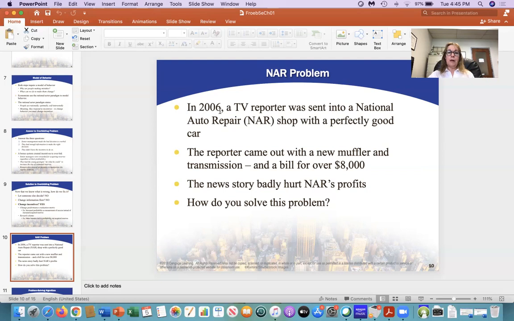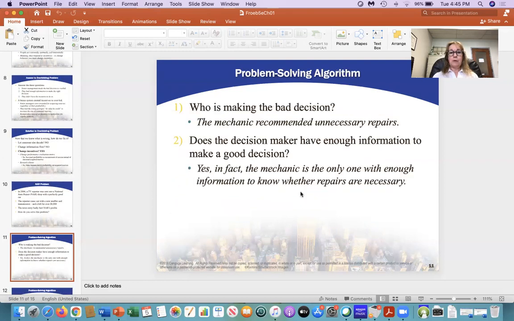Well, in 2006, this TV reporter was sent to this repair shop with a car that had no problems at all. He walks out of the shop with a new muffler and transmission and a bill for $8,000. After this story came out, of course, it really hurt this company's profits. Their sales went way down. So the company, the repair shop, is trying to solve the problem. Okay, so let's see what they did.